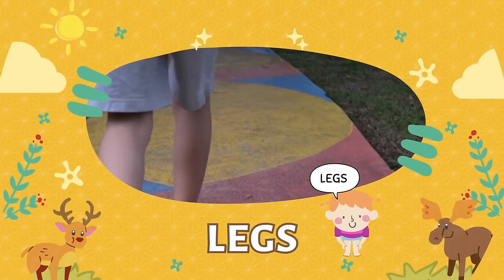S. S is for sun. S is for snail. S is for strawberry. S is for ship. S is for shoe. S is for sheep.